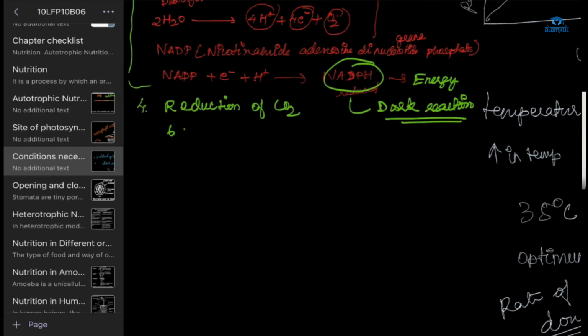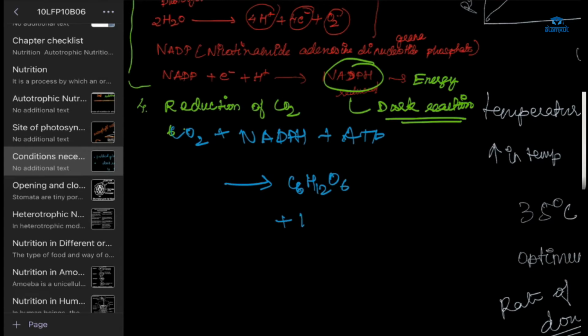In the dark reaction, what happens? We have the carbon dioxide, then NADPH, then ATP. What will it form? It will form glucose, C6H12O6. Then this will give NADP plus ADP. You understood? So what is happening here? This carbon dioxide plus the reduced NADPH and ATP will form glucose, carbohydrate. So this formation of glucose happens in the dark reaction.